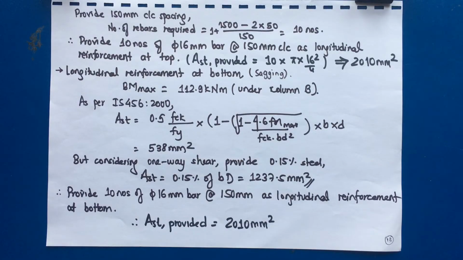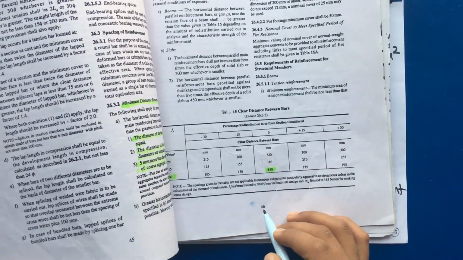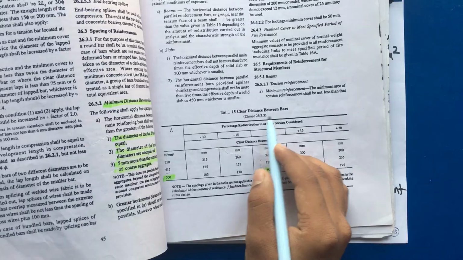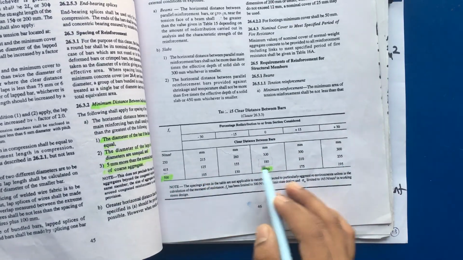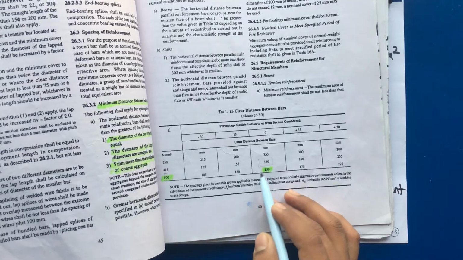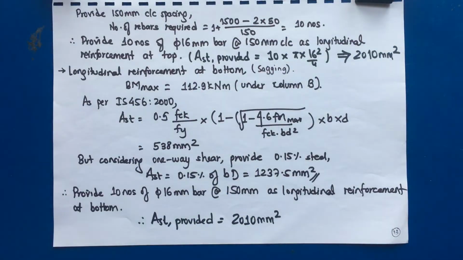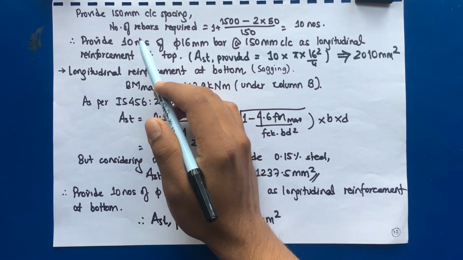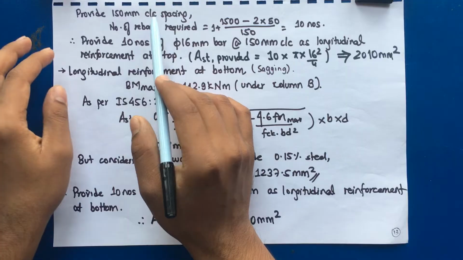For spacing, you can see in Table 15 of IS 456, page 46, the clear distance between bars, that is the spacing, for Fe 500 should be 150 mm or smaller than 150 mm. Hence even though the value calculated is 243, we will provide 150 mm center to center spacing.